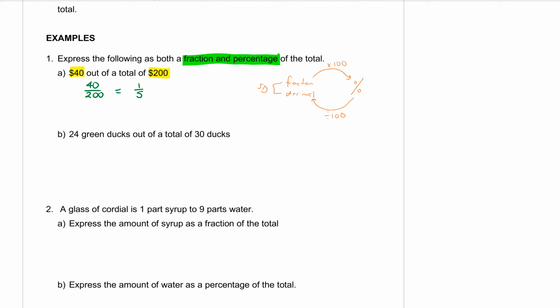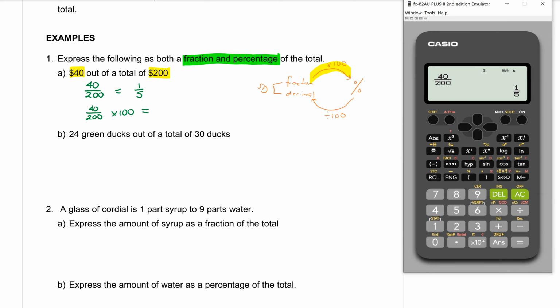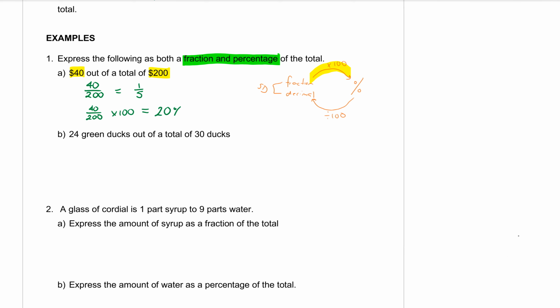So if I have a fraction, and I'm going to go back to my original one, 40 out of 200 was my fraction. If I want to make that a percentage, all I have to do is follow that arrow and times by 100. So go times 100 and equals, and we can type that into our calculator. Okay, and that equals 20%. When something is a percentage, please make sure that you write the percentage sign on it.